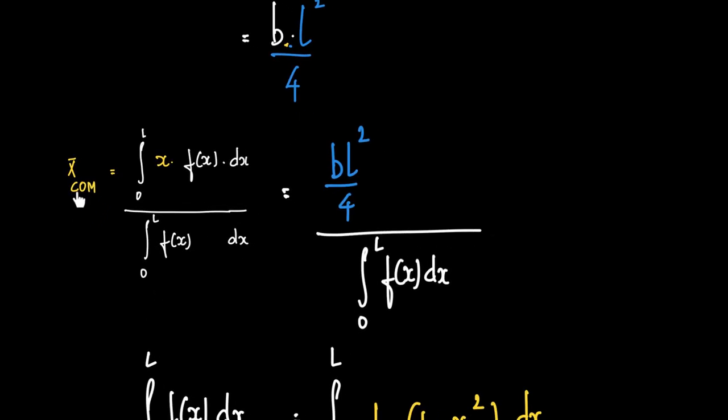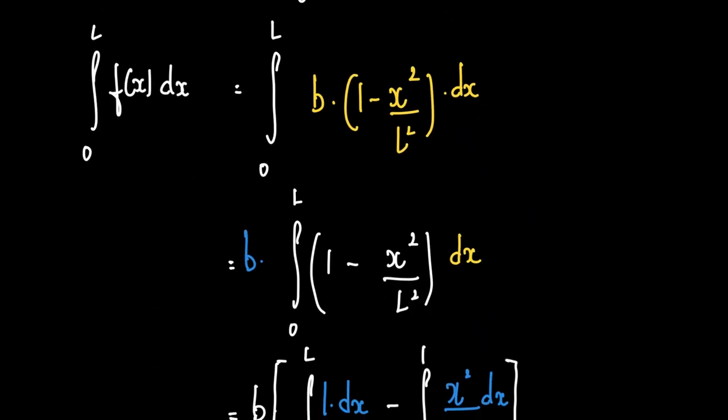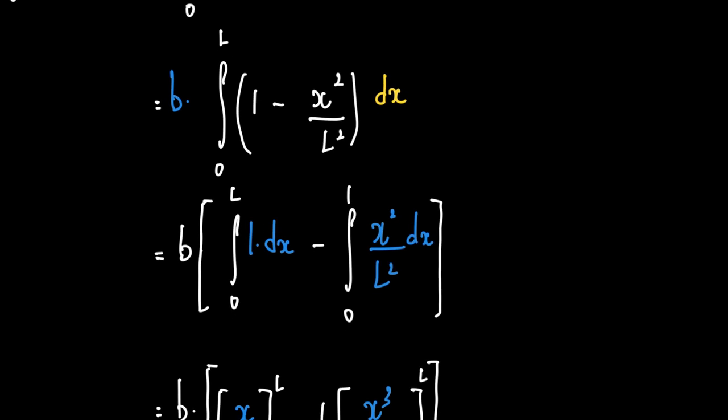So x bar, or the x coordinate of the center of mass, is integral 0 to L x f of x dx by integral 0 to L f of x dx. We have so far evaluated the numerator, which is equal to bL square by 4. Now let us focus on the denominator. The denominator again is a very straightforward integration. f of x is b into 1 minus x square by L square dx. b is a constant, so it can be taken out of the integrand. So that becomes b into integral 0 to L of 1 minus x square by L square dx.